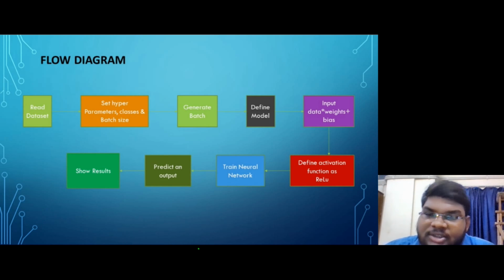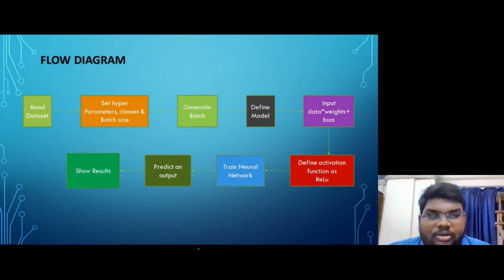Till now, we have discussed what our digital twin is and how we have modeled our neural network and visualized it in Weka. Now, let's take a look at the flow diagram of how we have implemented it in Python. First of all, we have to read the dataset, the same dataset which we had used in Weka for the classification. After that, we have to set the hyperparameters.